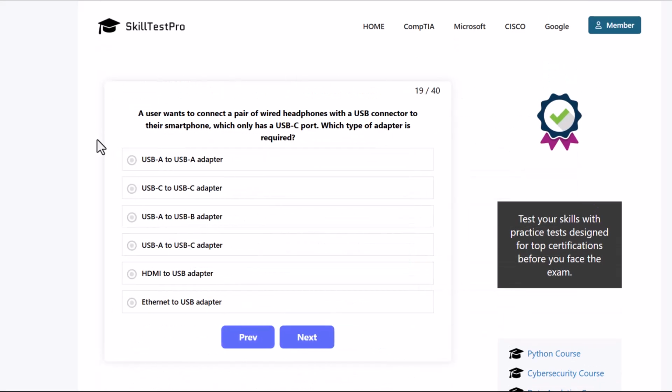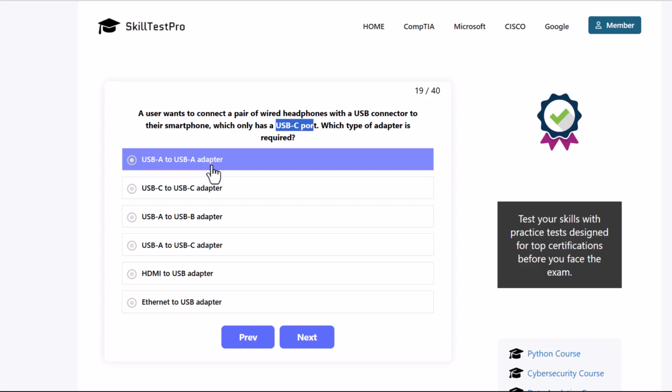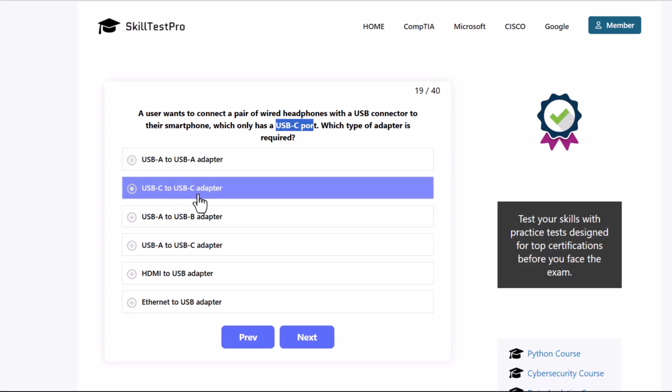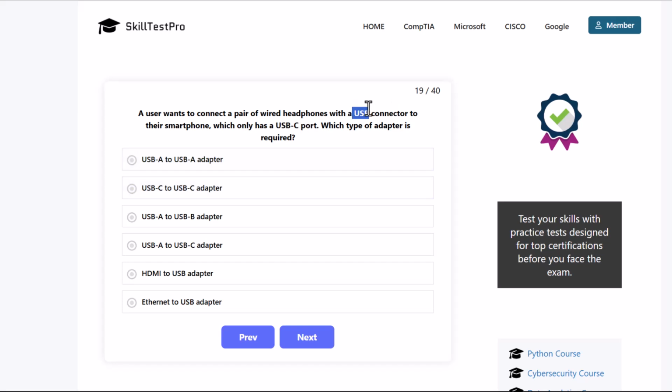And next question. A user wants to connect a pair of wired headphones with a USB connector to their smartphone, which only has a USB-C port. So that's that small USB type, which is USB-C. Which type of adapter is required? USB-A to USB-A adapter, USB-C to USB-C adapter. So you see, USB-C to USB-C doesn't work, because on one end we have only USB, and on the other end we have a USB-C port. This is the connector, this is the port.